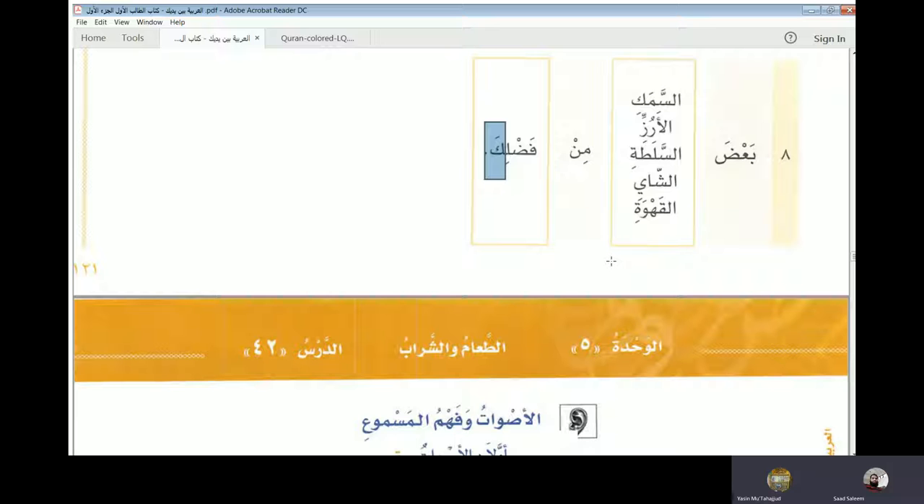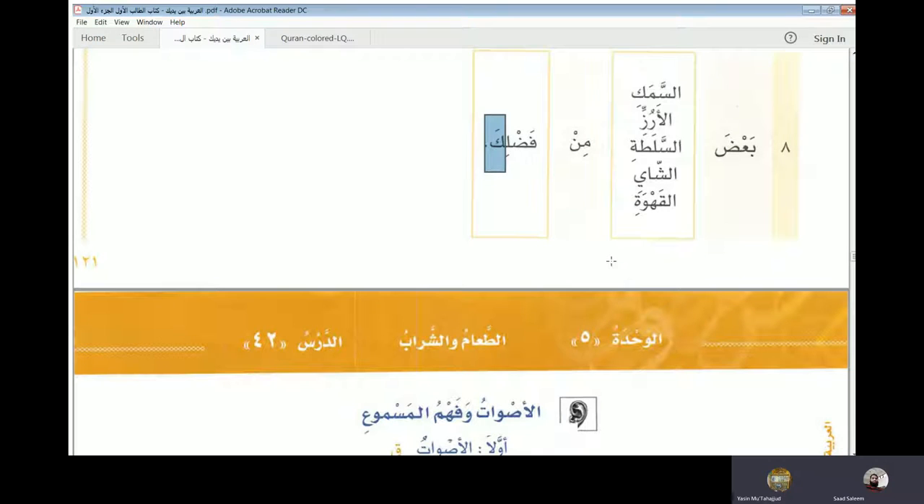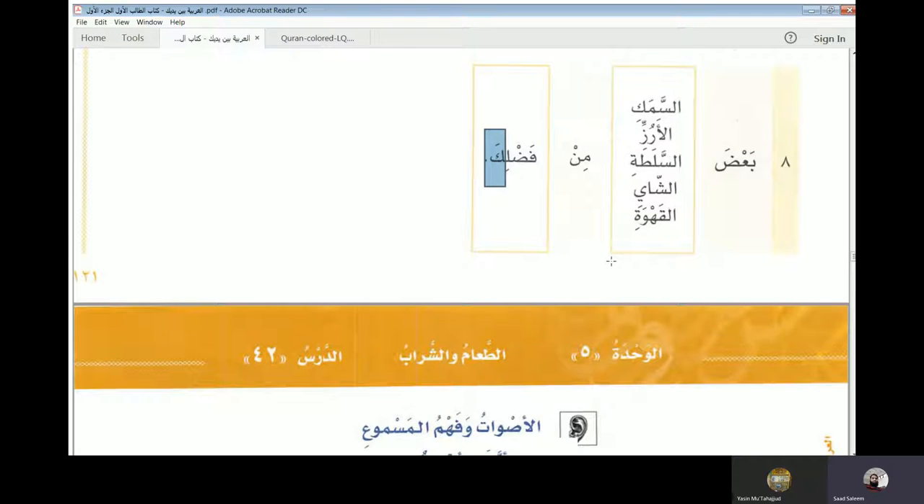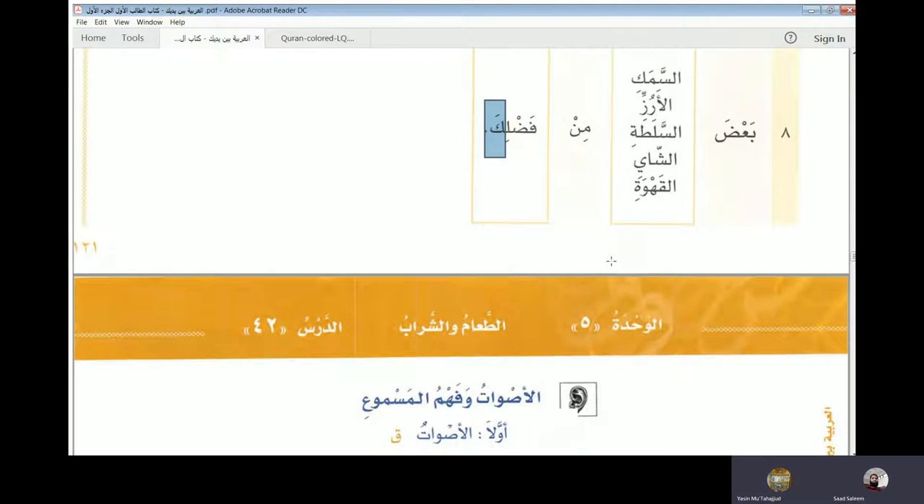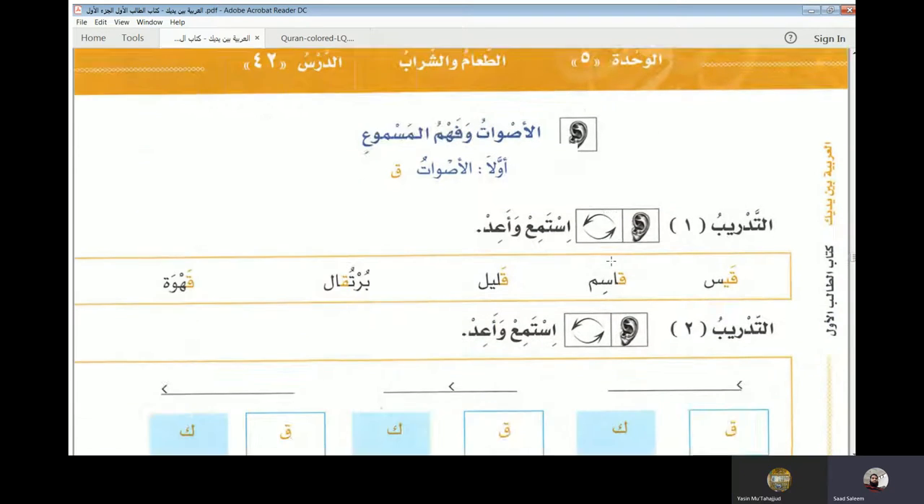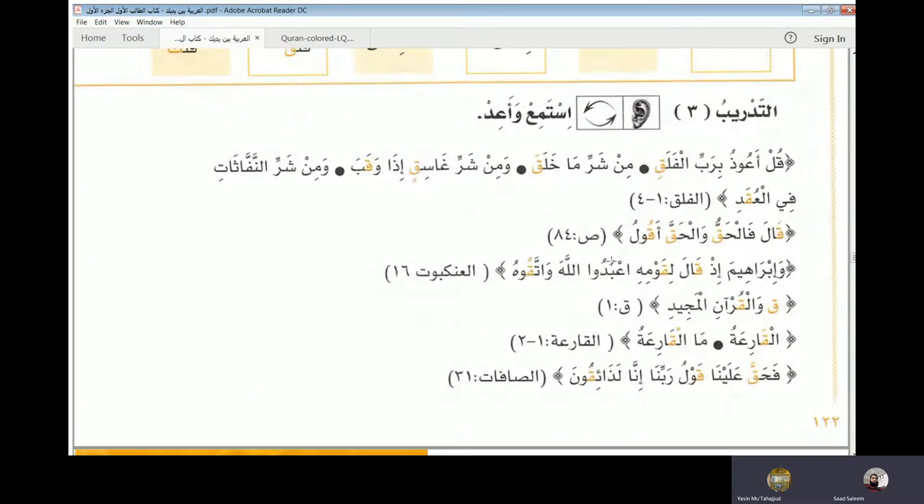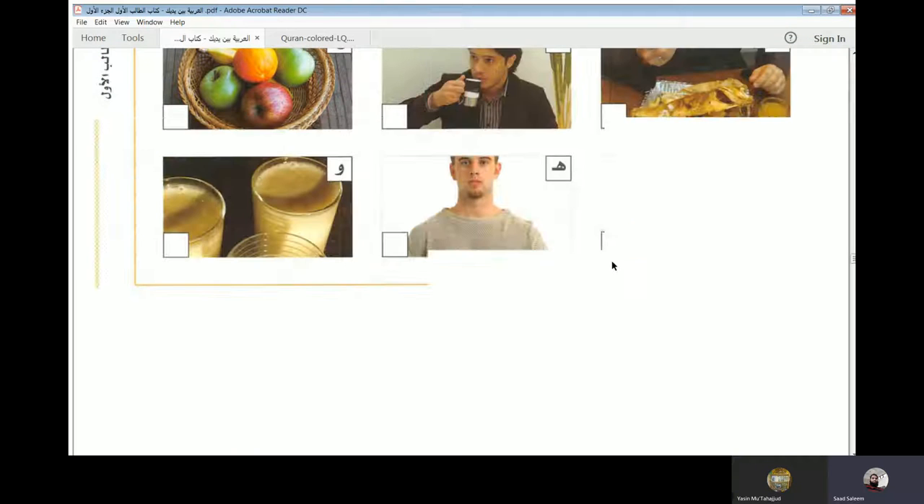Because the person we're speaking to is second person. Is he a male or female? It's a male. Okay, because he's male, that's why we're using kaf with fatha, ka. In case of female, we use kaf with kasra, ki.